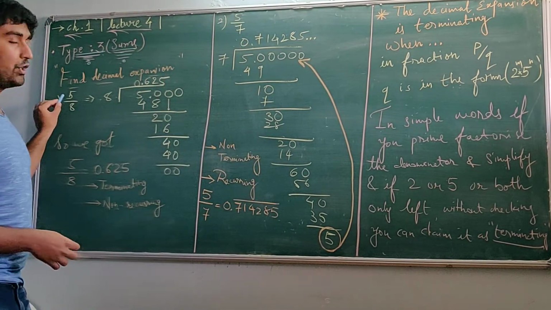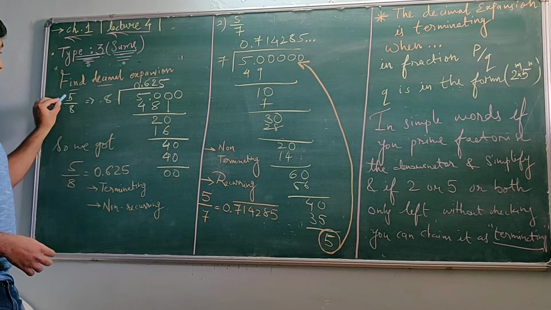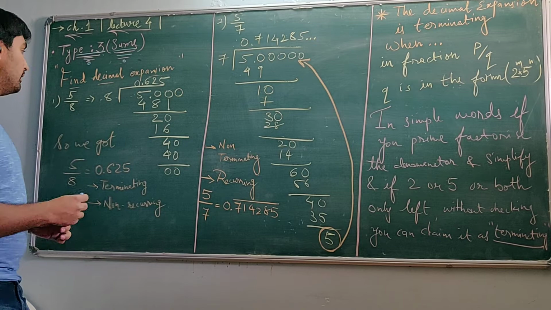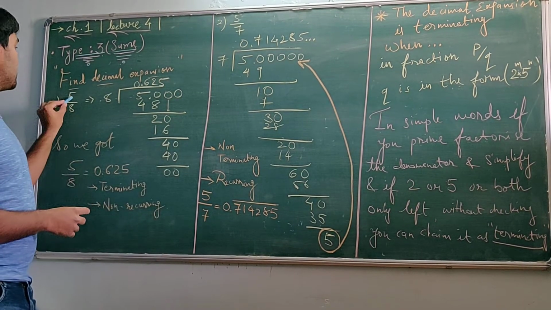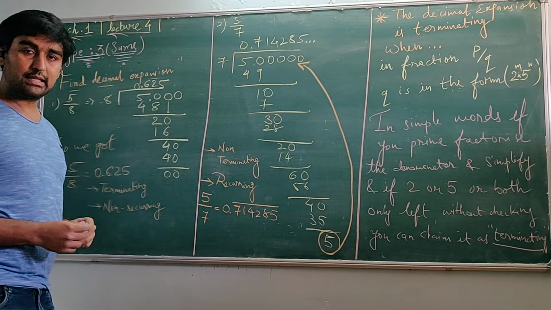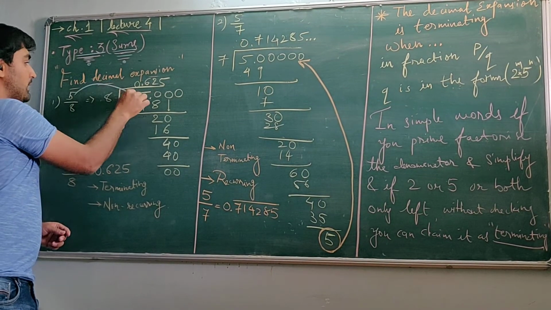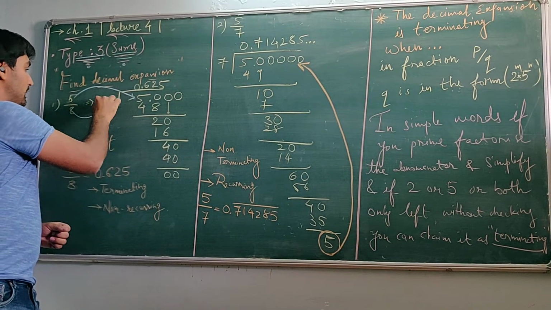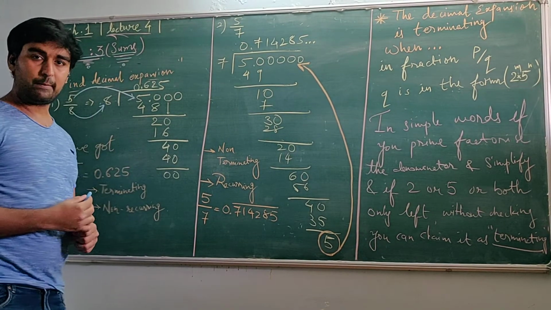So the first question I'd like to take is 5 upon 8. So 8 is known as the divisor, whereas 5 is known as the dividend. The dividend always comes inside, the numerator always comes inside, and the denominator comes outside.